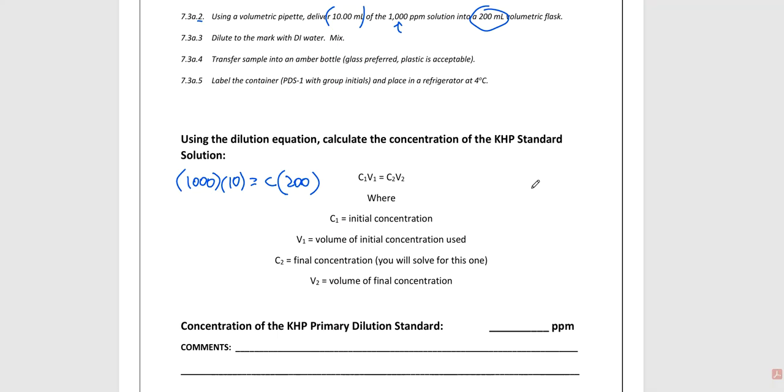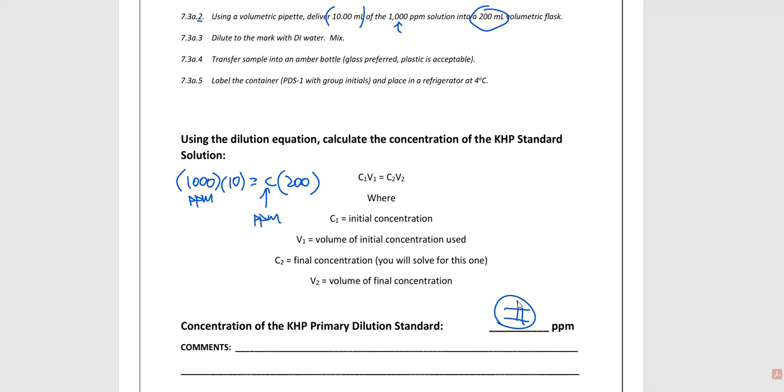So I'm going to take 1,000 times 10 and hit equal. Do that in one step. And then I'm going to divide by 200. When I do that, that will give me an answer. And that answer is part per million. The reason is because 1,000 is part per million. So that concentration will match, and that means my answer will also be in part per million.